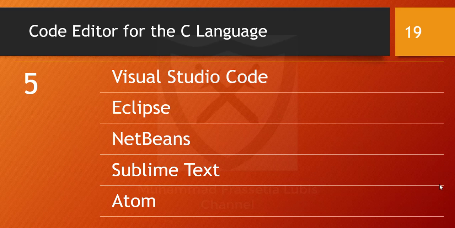Fourth, Sublime Text. It is a cross-platform source code editor which supports several languages and markup languages. Sublime Text has a Python application programming interface and has a sleek user interface along with incredible features and amazing performance.